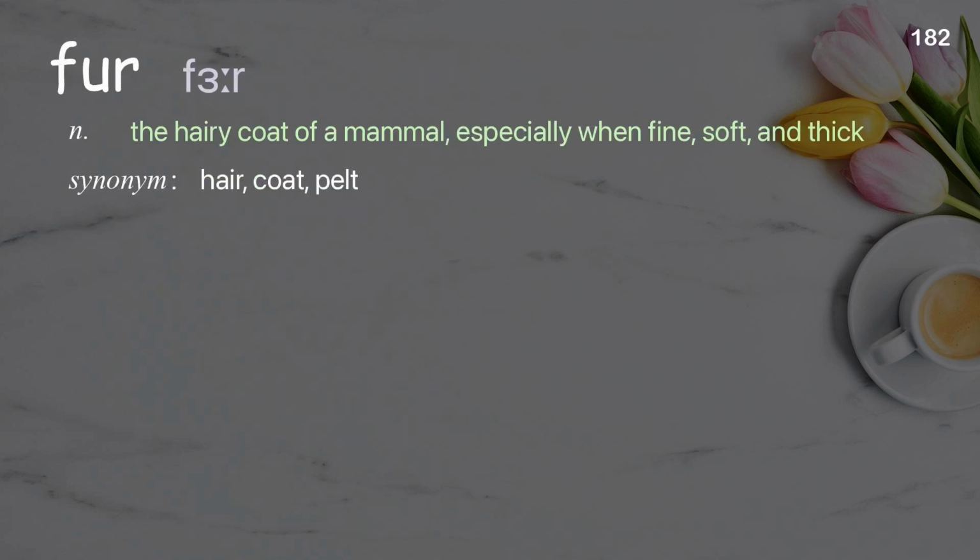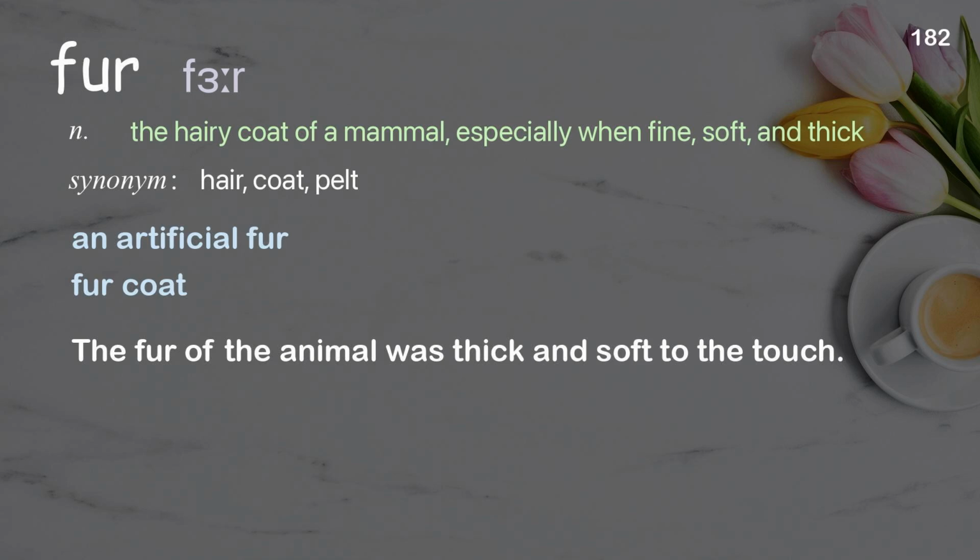Fur. The hairy coat of a mammal, especially when fine, soft, and thick. Examples: An artificial fur. Fur coat. The fur of the animal was thick and soft to the touch.